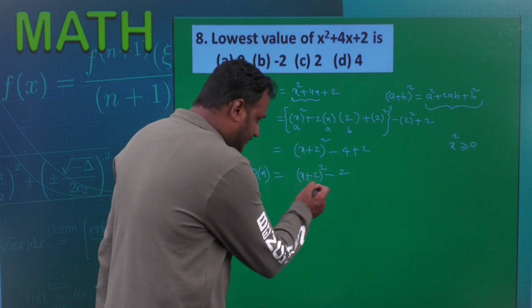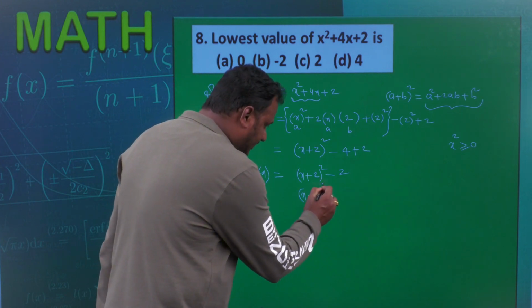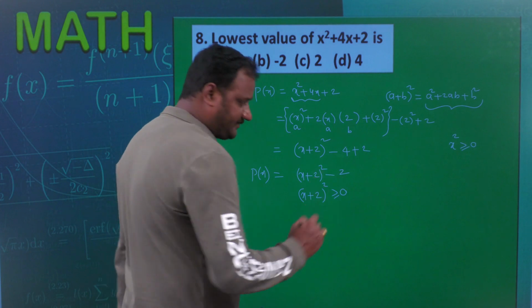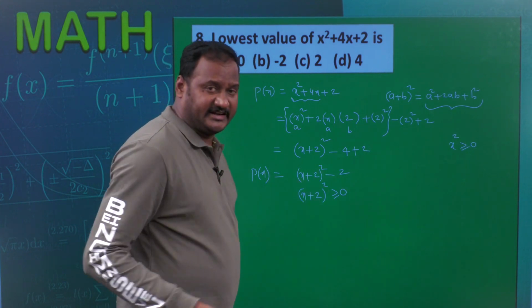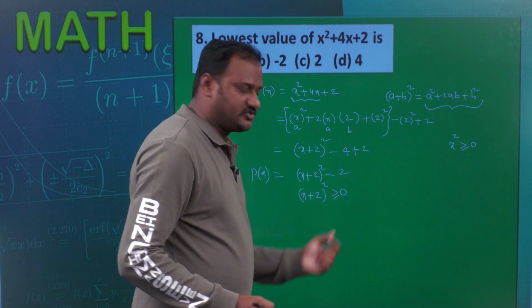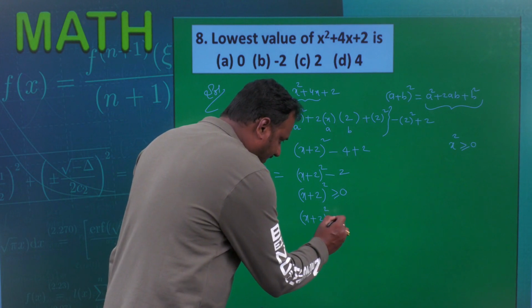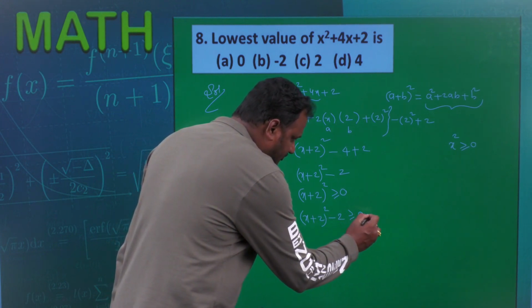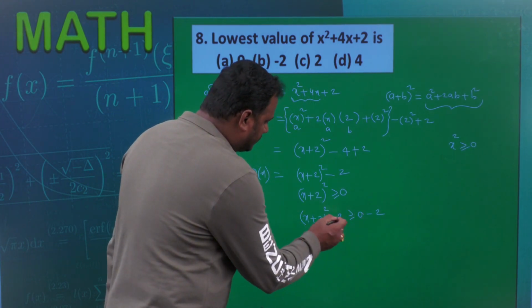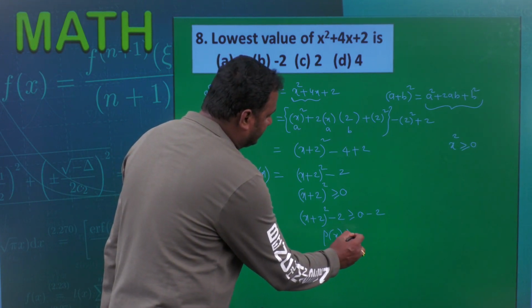Since it is also the square of a real number, x plus 2 whole square is always greater than or equal to 0. If x plus 2 whole square is greater than or equal to 0, and we add minus 2 on both the sides, then x plus 2 whole square minus 2 is greater than or equal to 0 minus 2. So x plus 2 whole square minus 2 is nothing but p of x, which is greater than or equal to minus 2.